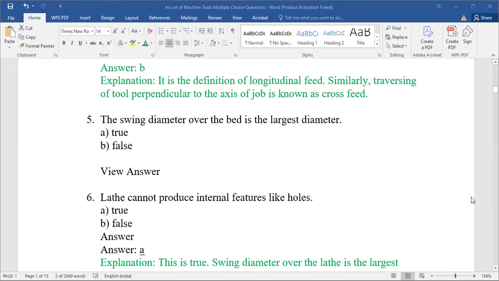The swing diameter over the bed is the largest diameter. True or false? See, one thing: this answer will be a guess. Please, the swing diameter over the bed is the largest diameter.